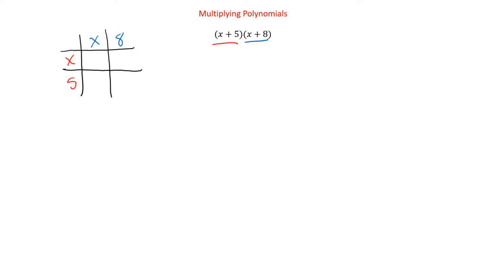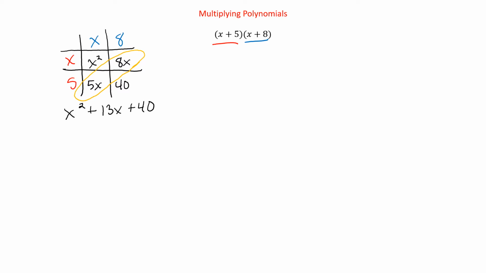And now we have a bunch of monomials, so we could multiply these. X times x was x squared. X times 8 is 8x. 5 times x is 5x. 5 times 8 is 40. And then we can combine our like terms. So we have x squared plus 5x plus 8x is 13x plus 40.